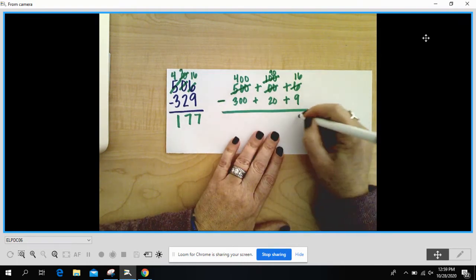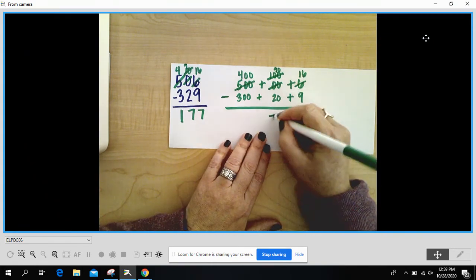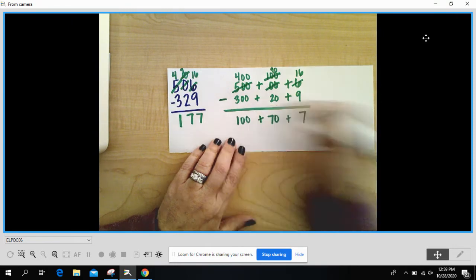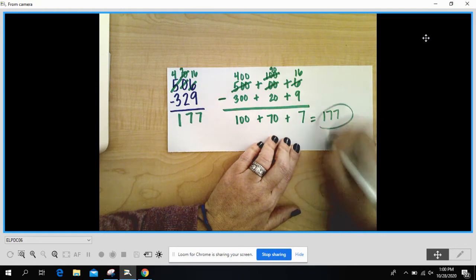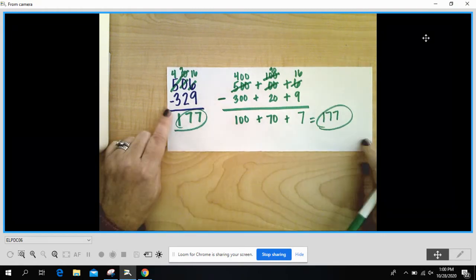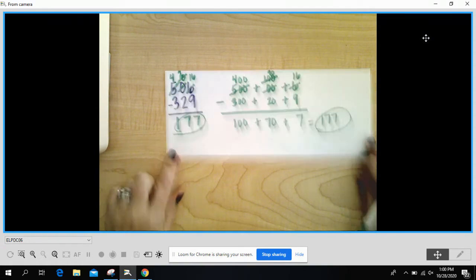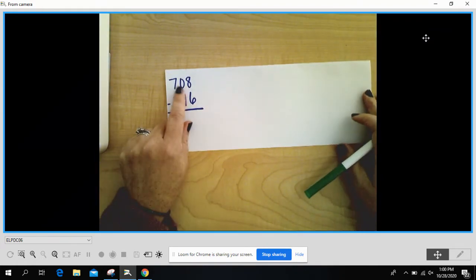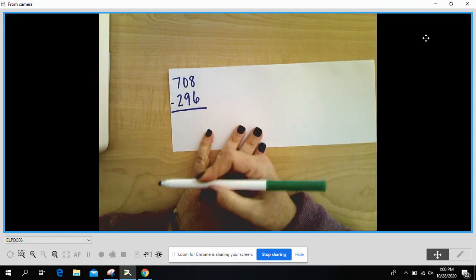16 minus 9 is 7. 90 minus 20 is 70. And then 400 minus 300 is 100. And I put that all back together, and I have 177. The same answer as we got using the traditional way to do subtraction. All right, let's try another one. Again, this is one where the 0 is within the number. It's in the tens place again, okay? So let's go ahead and get started.